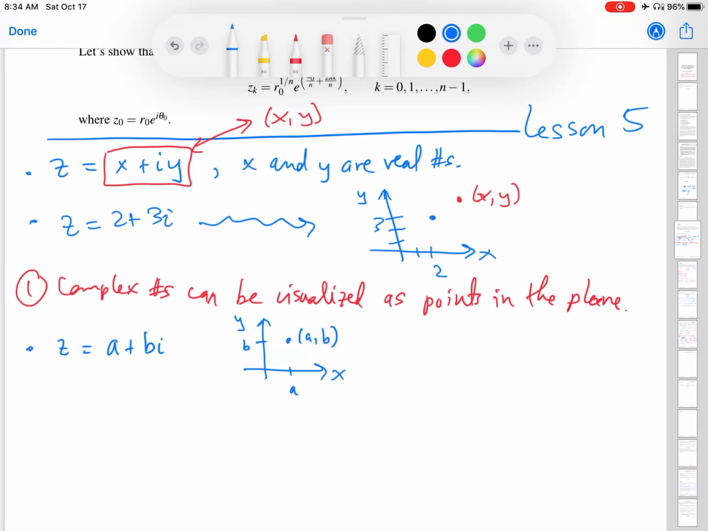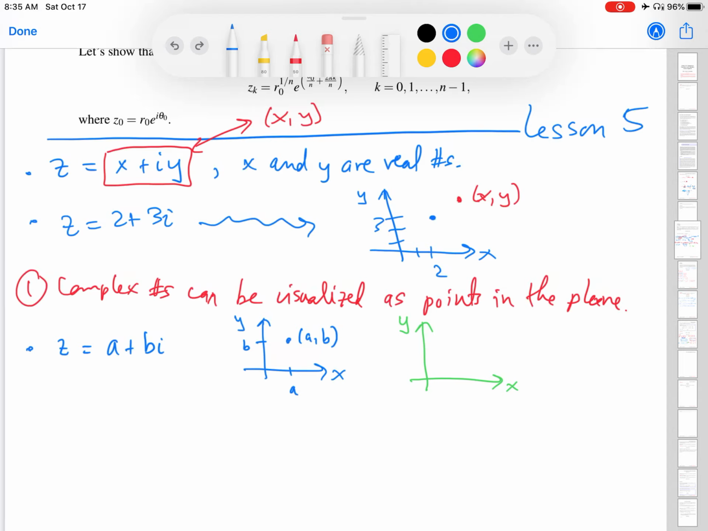Okay, so what can we do? Well, I can choose to think of this point in at least 2 ways. Using what are called Cartesian coordinates. That's what I did up here, right? I plotted the point 2, 3 by going 2 to the right and 3 up. Those are Cartesian coordinates. Or I can choose to think of the point a, b down here in a different way, using what's called polar coordinates.